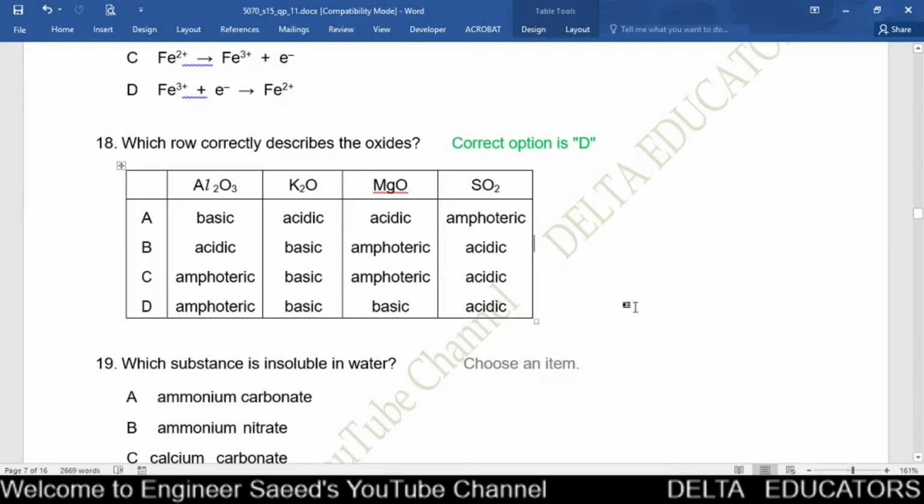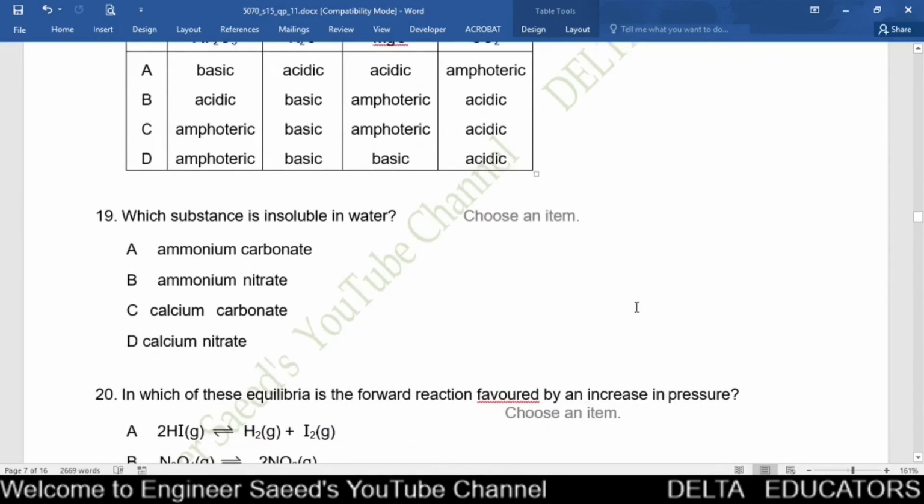Question number 19. Which substance is insoluble in water? Option A, ammonium carbonate. Option B, ammonium nitrate. All ammonium salts are soluble in water, so A and B are not the possible options. C, calcium carbonate. Yes, it may be correct. In option D, it is given calcium nitrate. All the nitrates are soluble in water, so definitely option D is not the possible option. The correct option is option C, calcium carbonate. Calcium carbonate is insoluble in water.